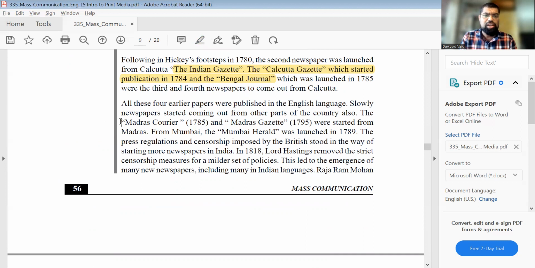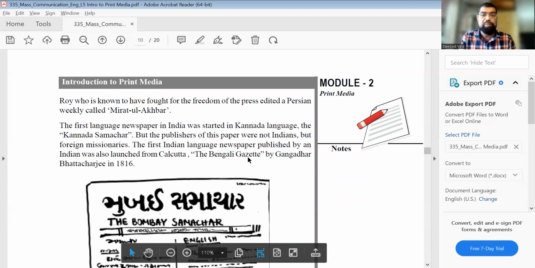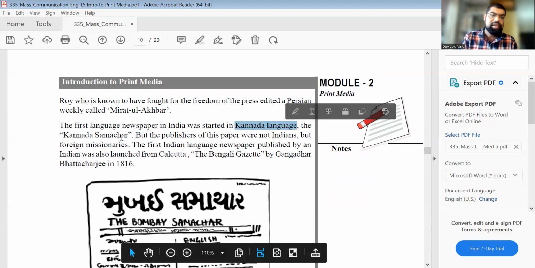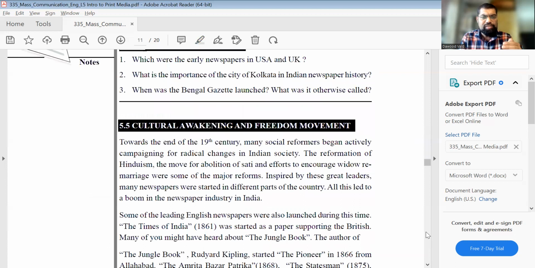Now, because these newspapers are coming in, there was also the Madras Courier and the Madras Gazette, started, of course, from Madras. Now, is Mumbai behind? So, the Mumbai Herald started. So, remember Kolkata, Madras, and Mumbai. These are the newspapers that we had. Now, very interestingly, the first language newspaper was in Kannada, and it was called Kannada Samachar. So many names, make a note of it.